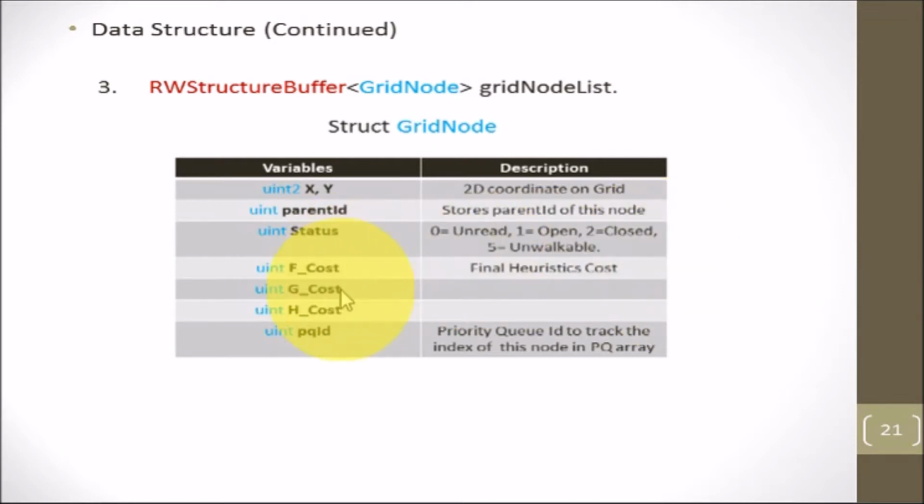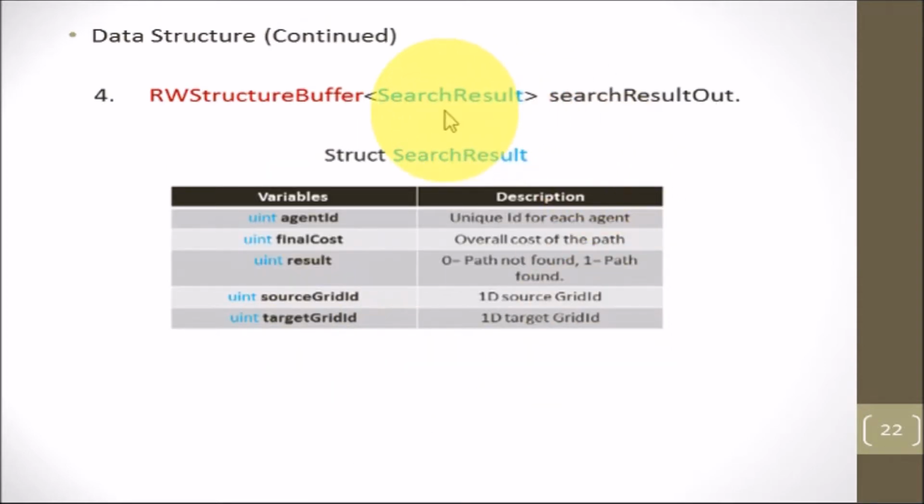Then we store some heuristic values: f cost, g cost, and h cost. And finally there is one priority queue ID which tracks the index of this node in the priority queue. This will be active only when this particular node is on the open list. Finally, we have a fourth data structure, search result, where we store the final cost, the result, which is 0 for path not found and 1 for path found, and the source grid ID and target grid ID.